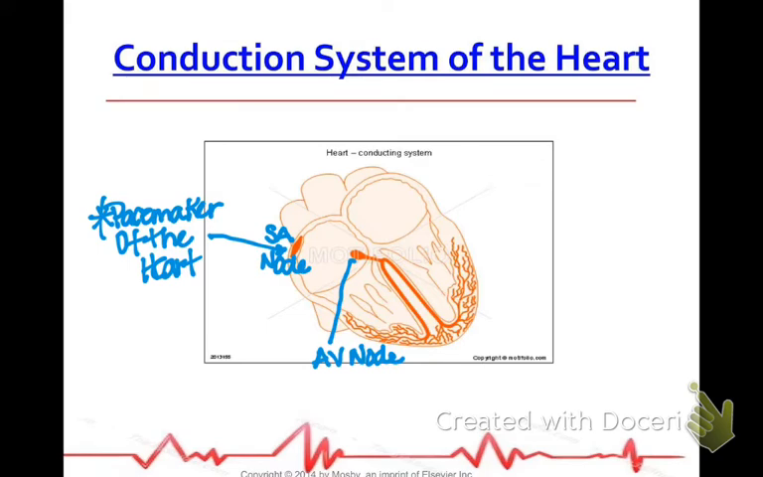It sits in the upper atrium. That signal spreads over the atrial myocardium. The impulse travels to the AV node, right here. And then it travels down through the bundle of His and into the Purkinje fibers. Your SA node fires usually 60 to 100, hence your normal heart rate. Then your AV node fires 40 to 60.